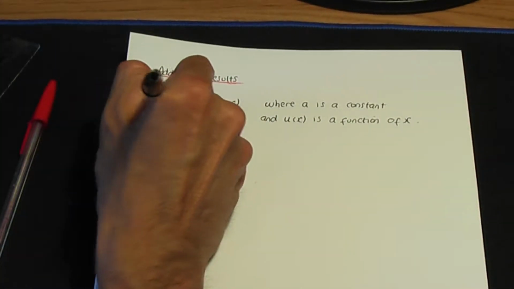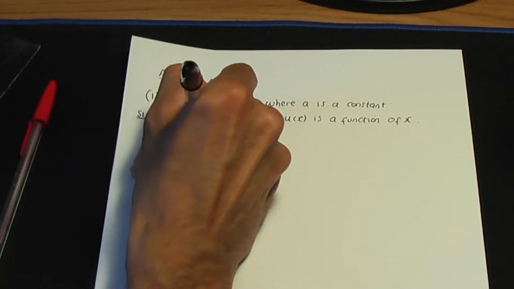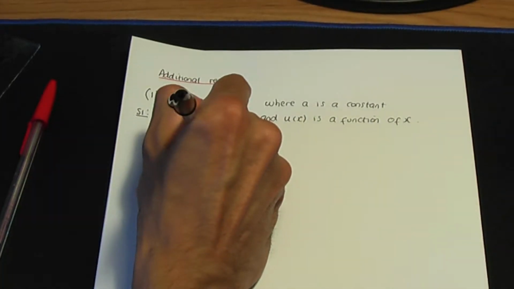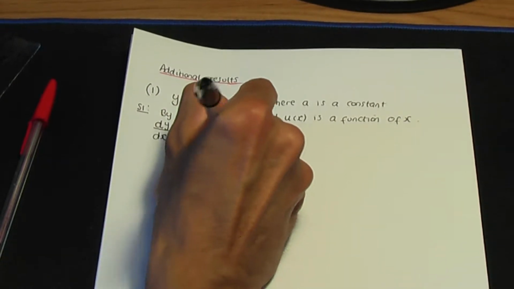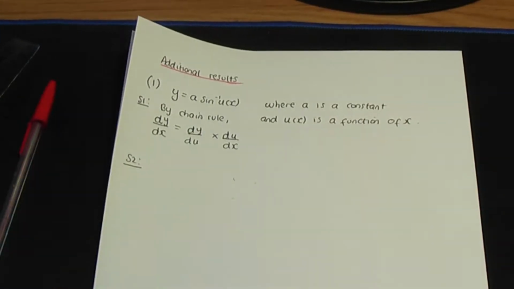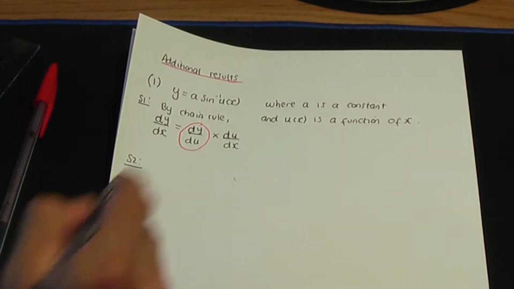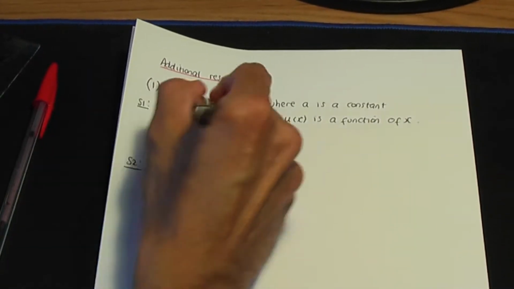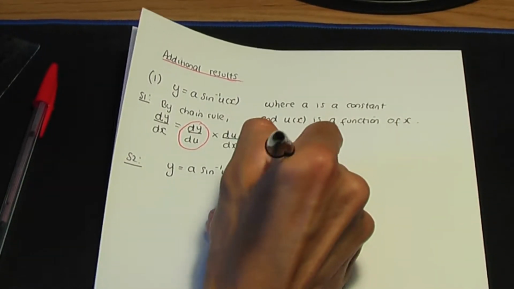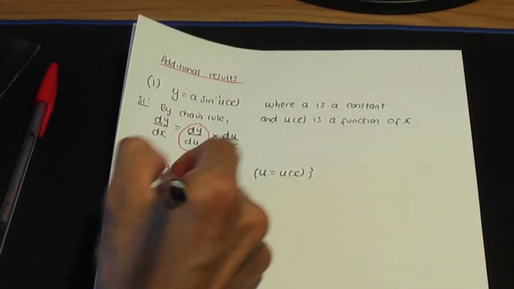Okay, so let me go through the steps involved. So in step 1, by the chain rule, dy by dx is dy by du times du over dx. And now in step 2, I'm going to work out dy by du. So y is equal to a sine inverse u. So my u is shorthand for ux. So let me make that as a note. So dy by du.